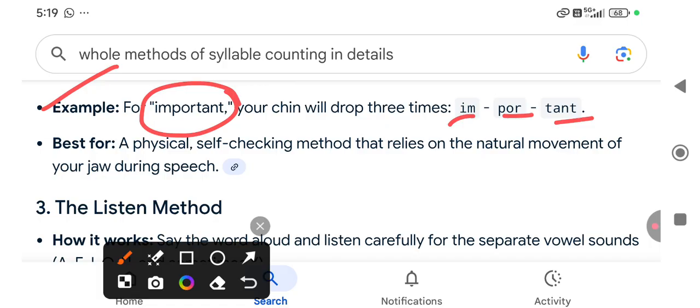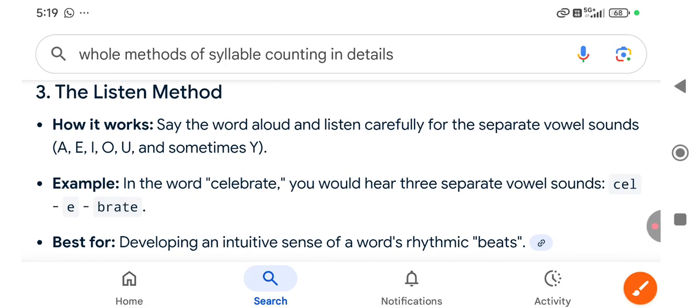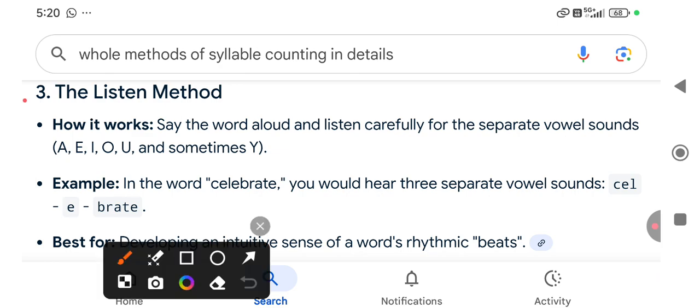Okay, now moving to the next method, that's the listening method, right? If it is possible, you can use this method. How does it work? Say the word aloud and listen carefully for separate vowel sounds, right? What are the vowel sounds? A, E, I, O, U, and sometimes Y, because Y is sometimes pronounced as I, right? In the case of Y, that's "yet".